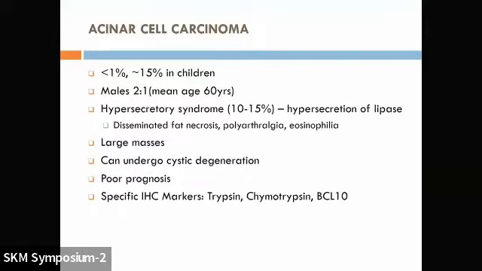So acinar carcinomas are rare. Actually, in my practice of over 10 years, I've seen only 3 or 4 cases. It is more common in males, and it can cause hypersecretion of lipase, which can cause hypersecretory syndrome in 10 to 15% of the patients, which is characterized by disseminated fat necrosis, polyarthralgia, and eosinophilia. Typically, acinar cell carcinoma presents as large masses, which can undergo cystic degeneration. The prognosis is very poor. And again, as I mentioned earlier, there are specific IHC markers that are very helpful in making the diagnosis of this tumor, that includes trypsin, chymotrypsin, and BCL10.